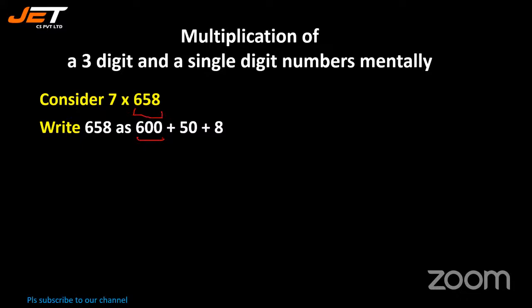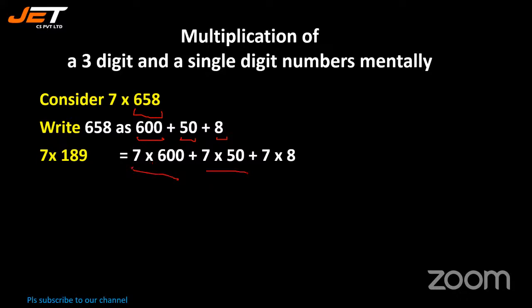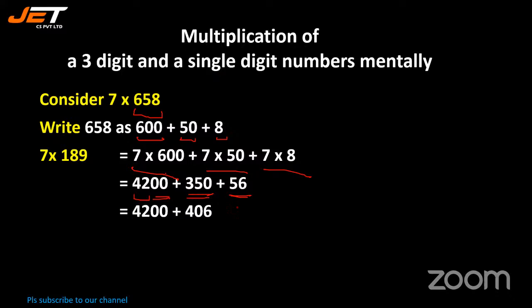658 can be written as 600 plus 50 plus 8. So over here, we are going to do it like 7 times 600 plus 7 times 50 plus 7 times 8. 7 times 600 is, 7 6s are 42, 4200. 7 times 50, 7 5s are 35, so 350 it is. 7 times 8 is 56. 4200 plus 406, so here 4606.